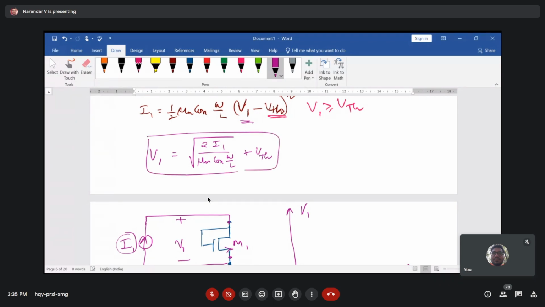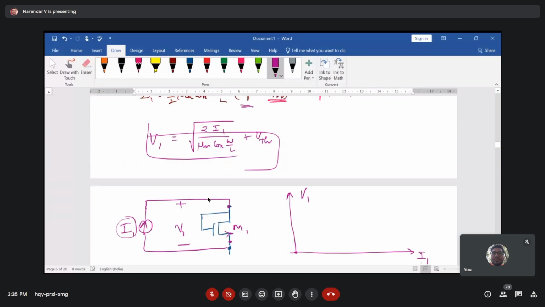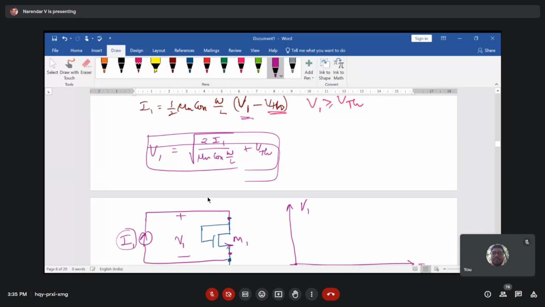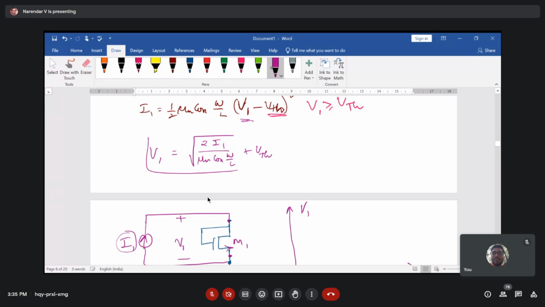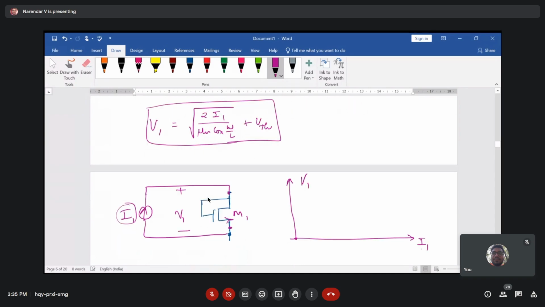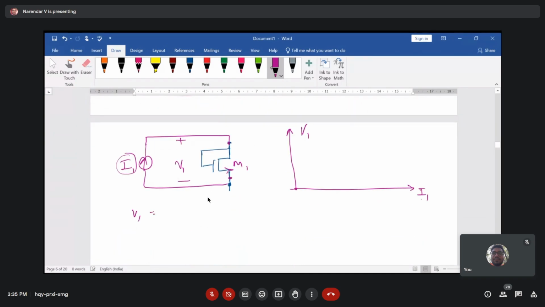This is what you can notice, the current expression. The same current expression, if you write it here, which is V1 is under root 2I1 over mu n COX W by L plus VTH, right? Now if your current is 0, then what happens? This term is going to be 0, then V1 is equal to VTH. So you have some voltage that is referred to as the VTH voltage, right?